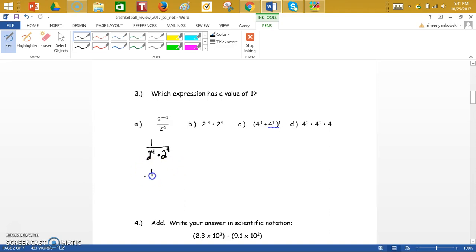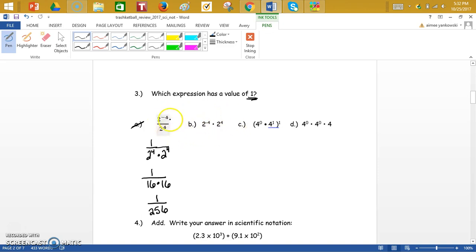So this becomes 1 over, well, 2 to the 4th is 16, times 2 to the 4th is 16. That's 1 over 16 times 16, I believe, is 256. Don't quote me on that one, but I can tell you the value is not 1. So letter A won't work. Let's go on to letter B.